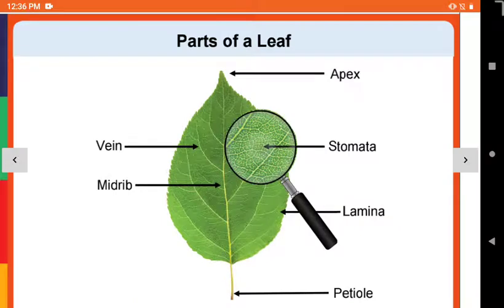So students, all leaves have the same basic structure, a midrib, an edge, veins and a petiole. Okay, the main function of a leaf is to carry out photosynthesis, which provides the plant with the food it needs to survive. So plants provide food for all life on the planet.